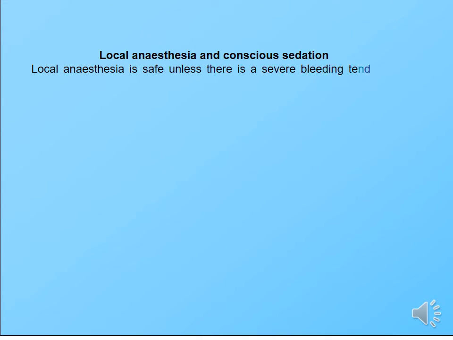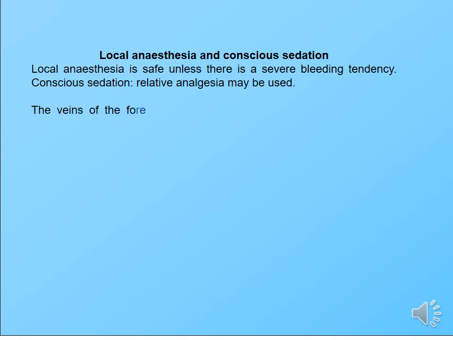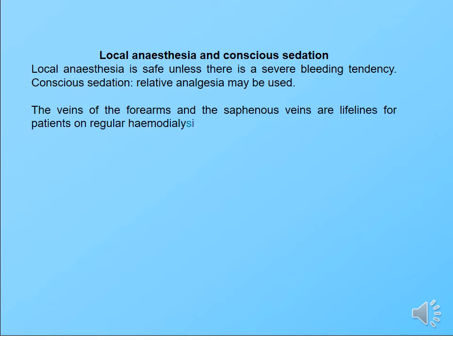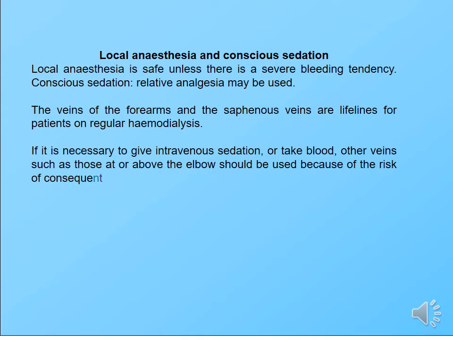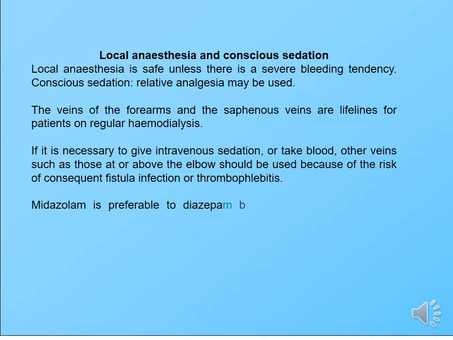Local anesthesia and conscious sedation. Local anesthesia is safe unless there is a severe bleeding tendency. Conscious sedation, relative analgesia, may be used. The veins of the forearm and the saphenous vein are a lifeline for the patient on regular hemodialysis. If it is necessary to give intravenous sedation or take blood, other veins, such as those above the elbow, should be used because of the risk of consequent fistula infection or thrombophlebitis. Midazolam is preferred to diazepam because of the lower risk of thrombophlebitis.